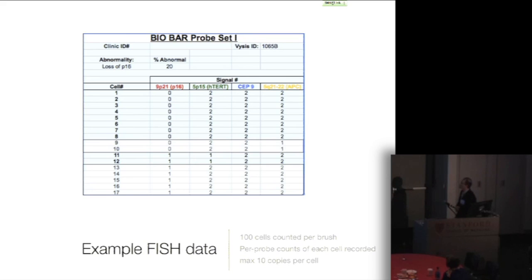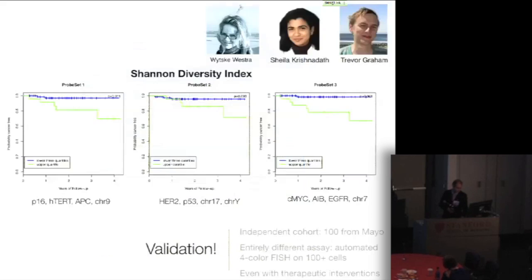And so you can define a clone as the pattern of copy numbers across these 4 loci. And then you can count the frequency of each clone by the number of cells that have exactly the same pattern, and you can apply the ecological measures based on this. And so if you do Shannon's diversity index based on these probe sets, you get a statistically significant prediction of those patients that are going to go on to cancer.